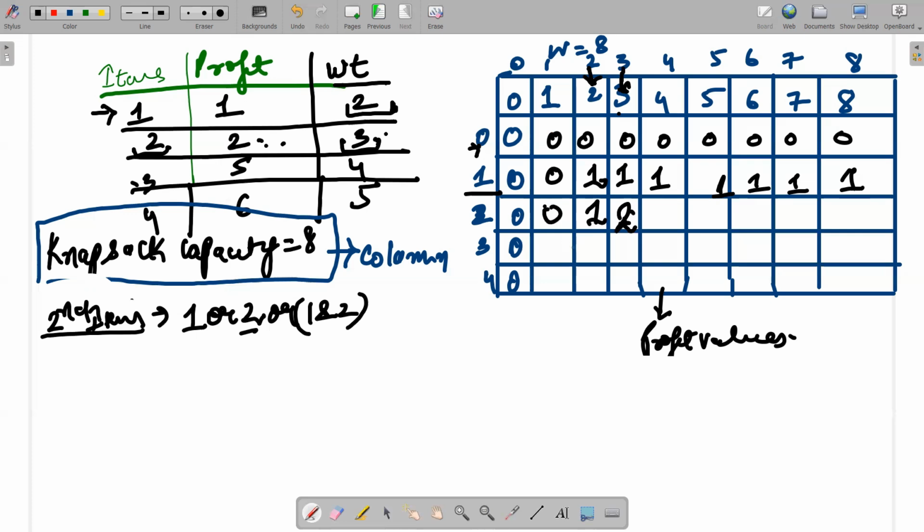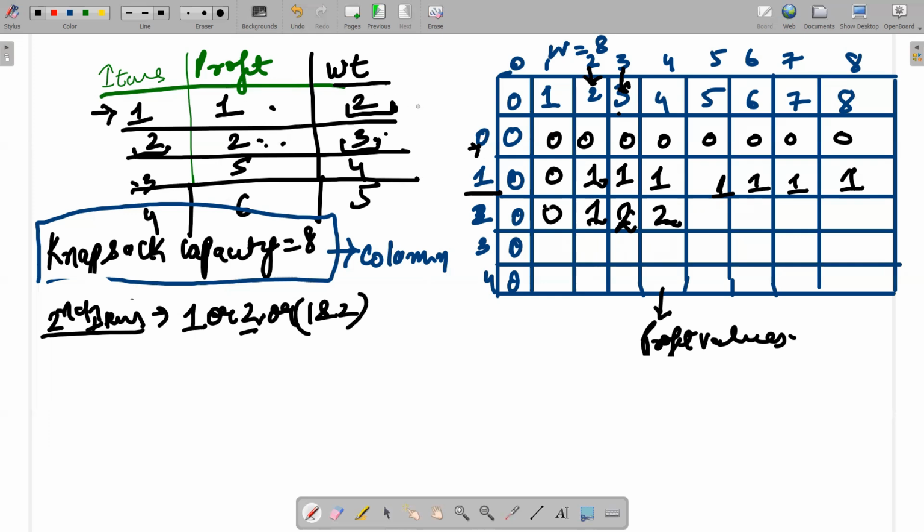of this item. Now, at weight 4, I can either put profit 1, why? Because that is weight 2, item 1, or I can put weight 3 and the profit is 2. So the maximum profit is 2 when the two items are compared.